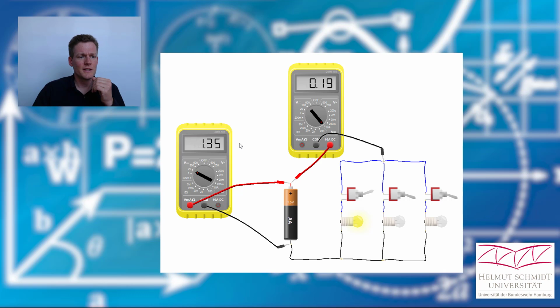Let's switch on another lamp. You see the current increases, but the voltage decreases again. Let's switch on the last lamp. And again, the current increases, but the voltage decreases. That means our battery is definitely not an ideal voltage source. But how could we model that?